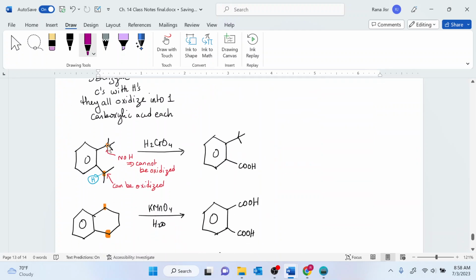Oxidation always happens on the benzylic carbon, and you need to have a benzylic hydrogen. If there's no benzylic hydrogen, as in the case of the tertiary butyl group, then nothing is going to happen to the tertiary butyl group and no oxidation will happen.